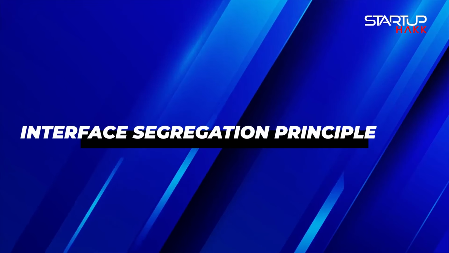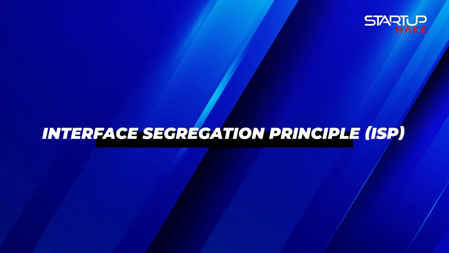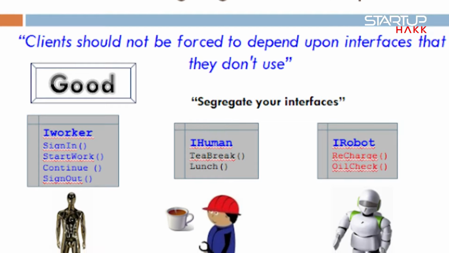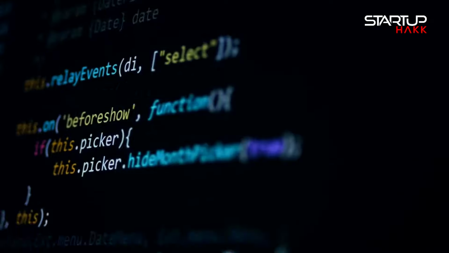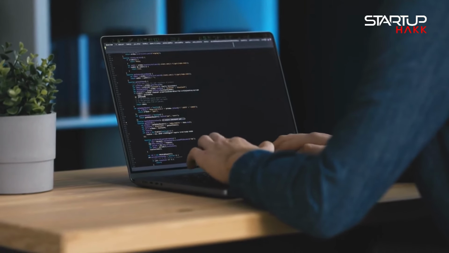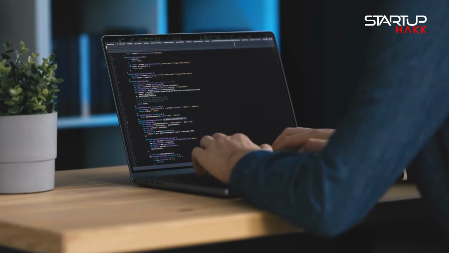Number 4, interface segregation principle, or ISP. The interface segregation principle advises that no client should be forced to depend on methods it does not use. This means creating specific interfaces for different clients rather than a single general-purpose interface. Adhering to ISP results in more decoupled and cohesive code. It allows developers to implement changes more easily and reduce the impact on unrelated parts of the system.